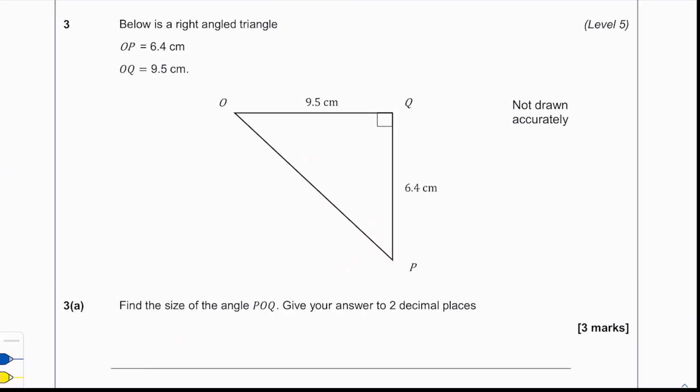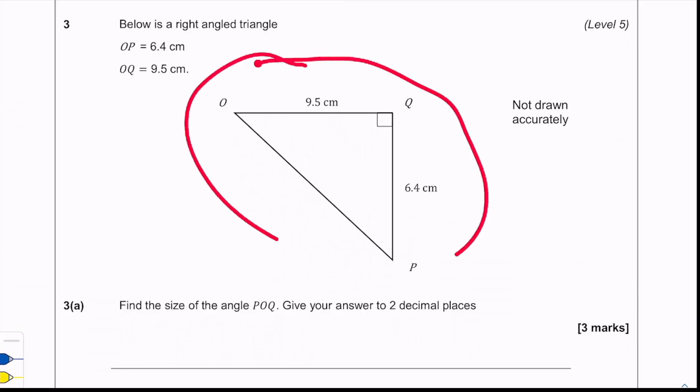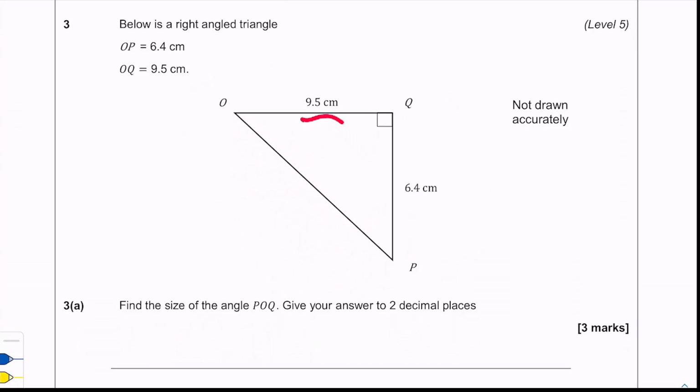Alright, so for our next question, we've got this triangle here, and we've got two lengths, 9.5 and 6.4, and we need to calculate the size of angle POQ. So the first thing is, what actually is angle POQ? Well, we start at P, we go to O, and we end up at Q, and it's the angle in between. So it's this angle here, which we'll call theta for now.